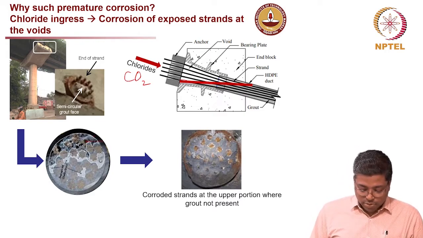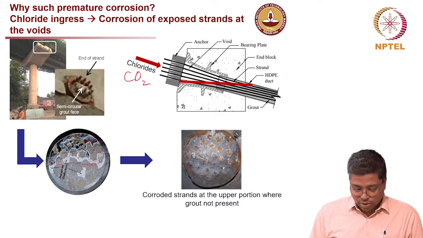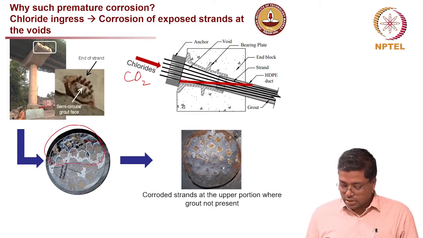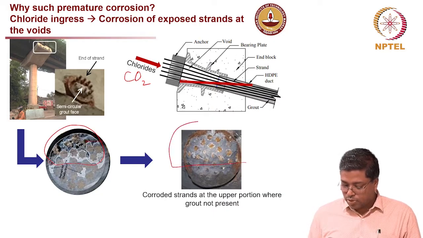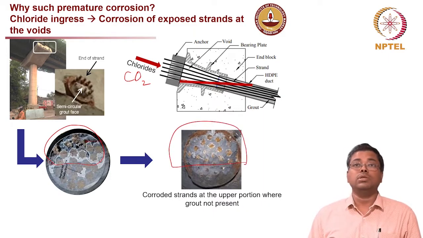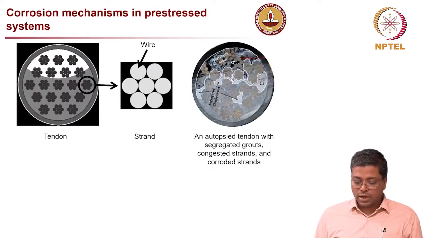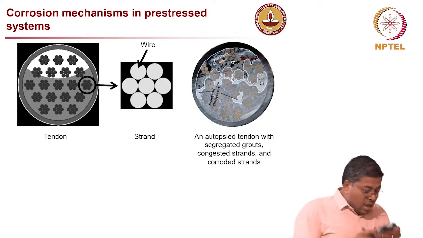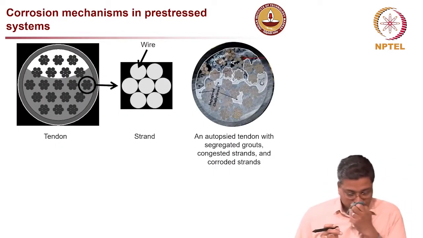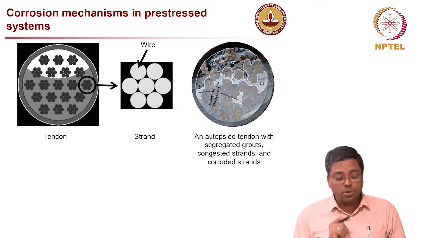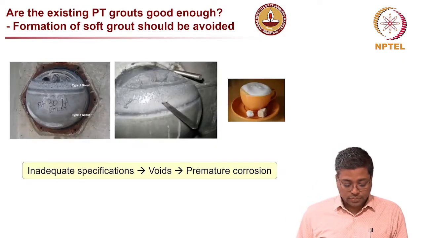And this is also an example picture which shows a partially filled region. And in this picture, if you look very carefully, you can see that the top portion is actually showing more corrosion than the bottom portion. These are all evidences showing that there is severe strand corrosion due to inadequate grouting.